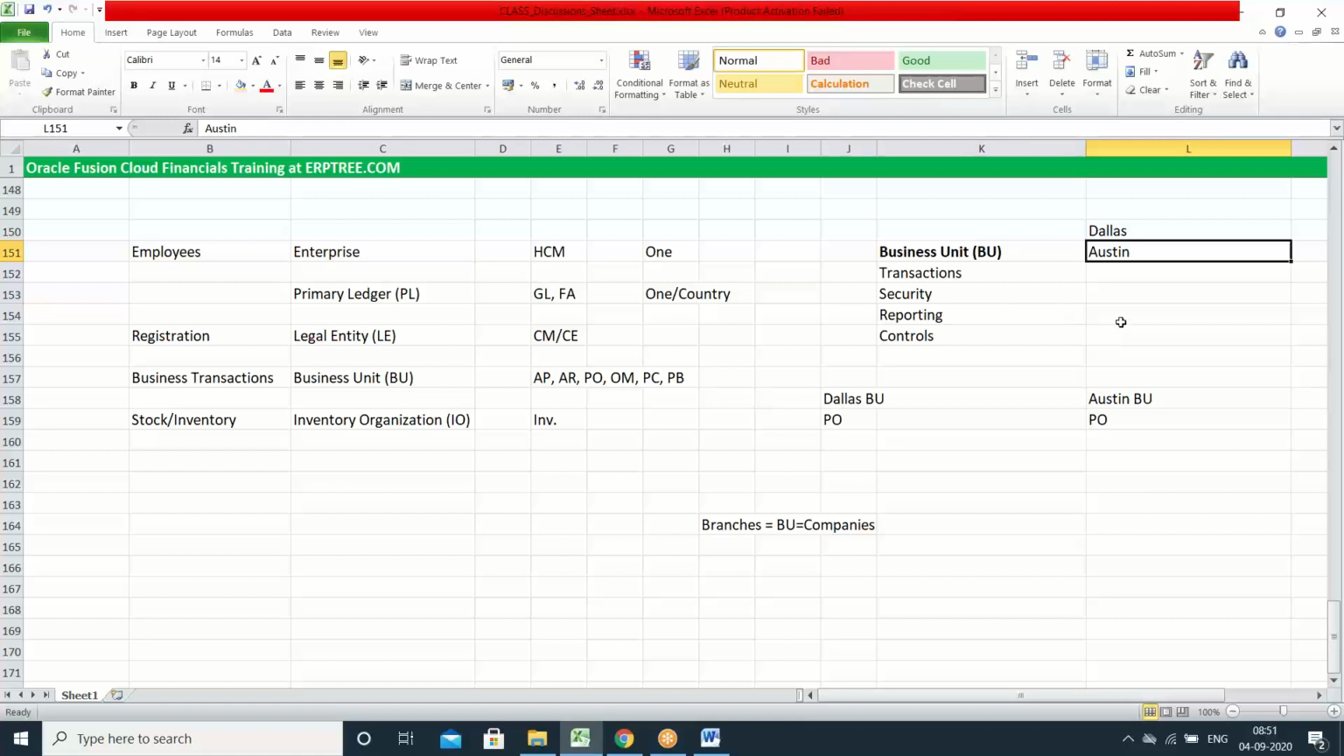Now your client is saying, I don't bother whether the transaction happened in Dallas or Austin, and I don't bother if Austin data is going to be accessed by Dallas people and Dallas data by Austin people, and I don't bother when I produce the report whether the business was done by Austin or Dallas, and I don't bother about separate controls for Austin or Dallas. In this case, do you have to create separate business units for Dallas and Austin, or do you have to create a single business unit?